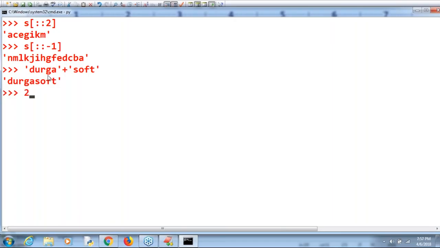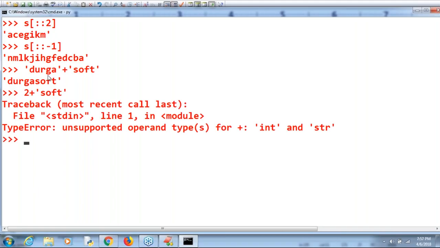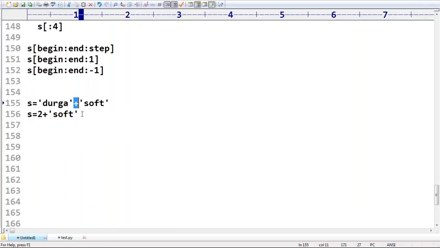Perfect. Now 2 plus "soft" I'm taking. Python is going to give an error on left and right. Observe that: TypeError, unsupported operand types for plus: int and str. So is the plus operator applicable for strings or not?